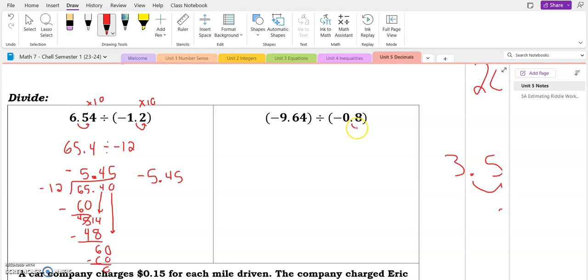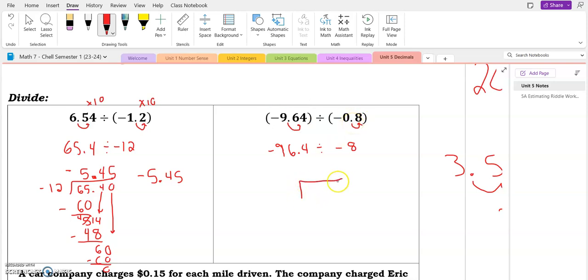Alrighty, so you should have moved this decimal over one time, which gets us negative 8. But if you move this decimal once, we have to move this decimal once as well. And this is going to be negative 96.4. Again, it doesn't matter about this number here. We're not trying to get rid of that decimal. We want to get rid of the decimal of the number we're dividing by.